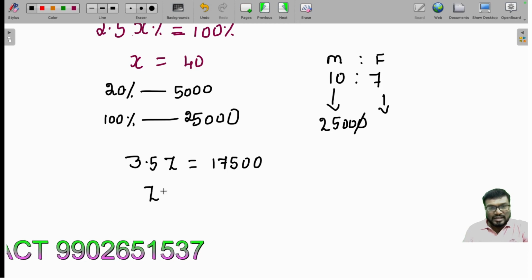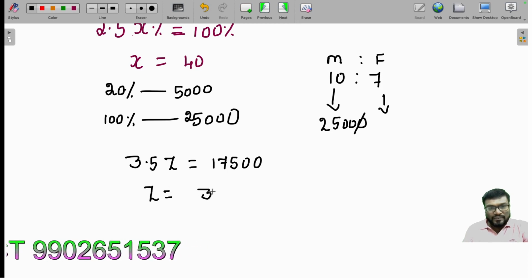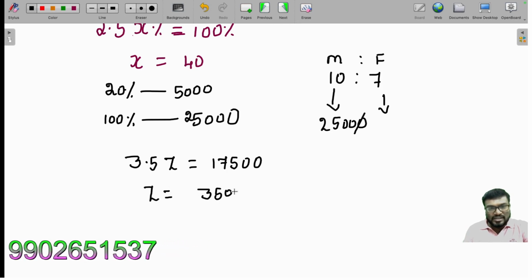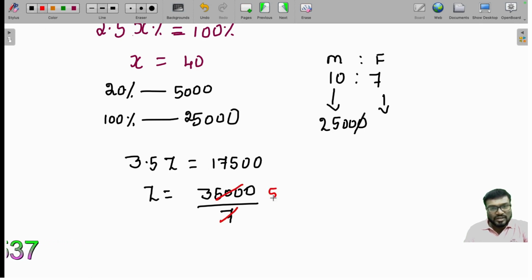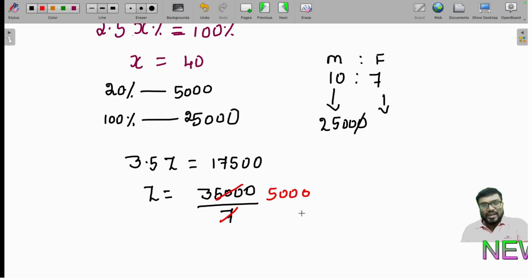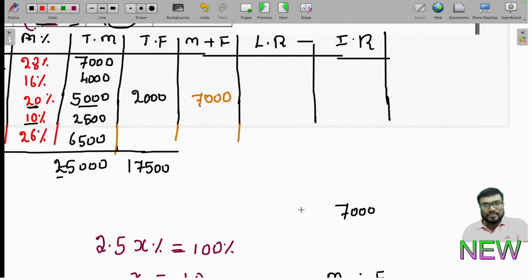17,500. Then z is equal to 35,000 divided by 7. Double. We have to do 17,500 divided by 3.5, but I will do double. I can do the calculation easily, that is 5,000. Z value is equal to 5,000. Very important, z value is equal to 5,000.